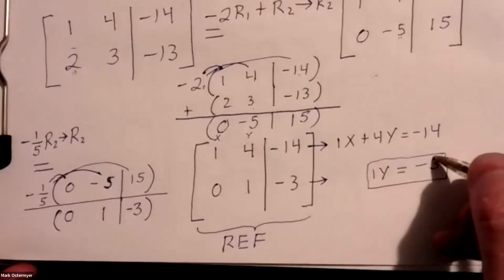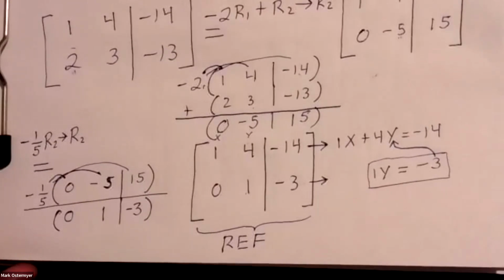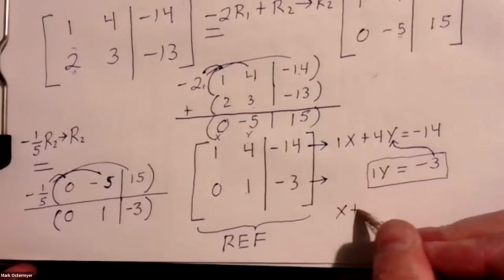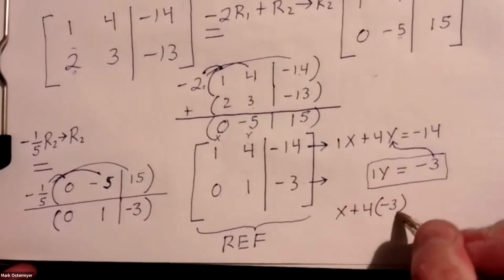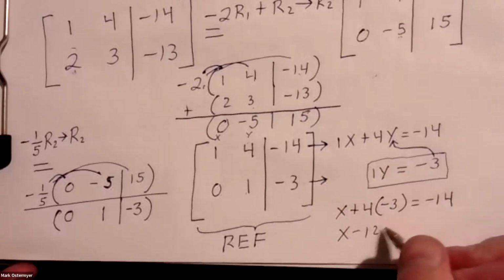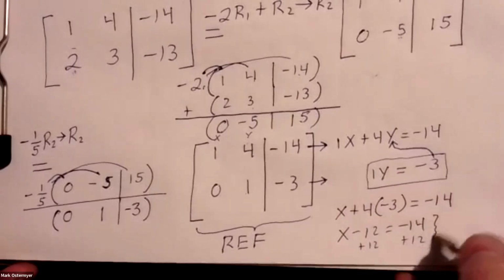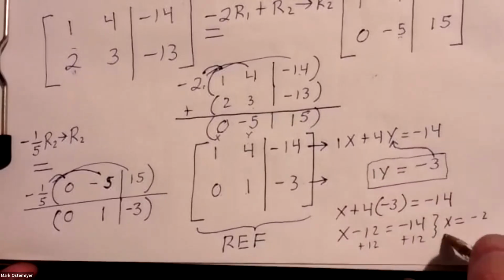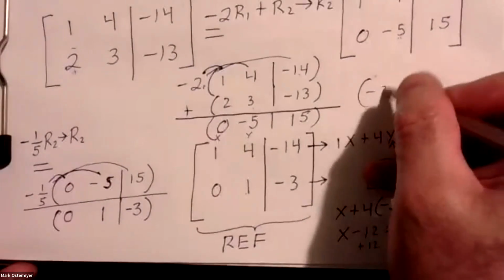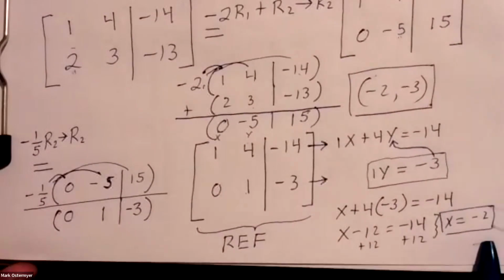To find x, we're going to take the -3 and back substitute it up into the first equation for y, and then we'll solve for x. Hence, our first equation becomes x plus 4 times -3 equals -14. And now we just solve for x. So we got x minus 12 equals -14. Add 12 to both sides. x walks out of this with a value of -2. And ladies and gentlemen, we are done. Our ordered pair solution to this system is the ordered pair -2, comma, what? -3. That's it. Does that make sense?